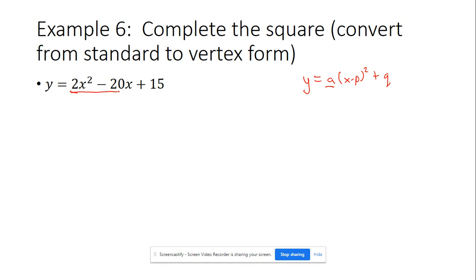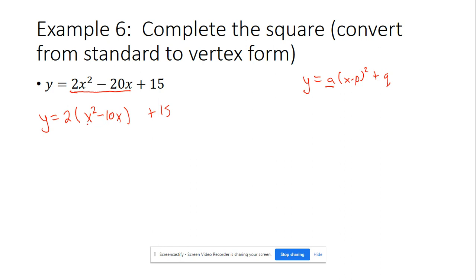So here's what we're going to do. I'm going to underline the first 2 terms, and I'm not going to underline this last one. I want to factor out the 2 from this term and this term, not the last term, just the first 2. So it's going to be y equals 2 times x squared minus 10x. It's starting to look more like this because the 2, the a value, has been factored out.